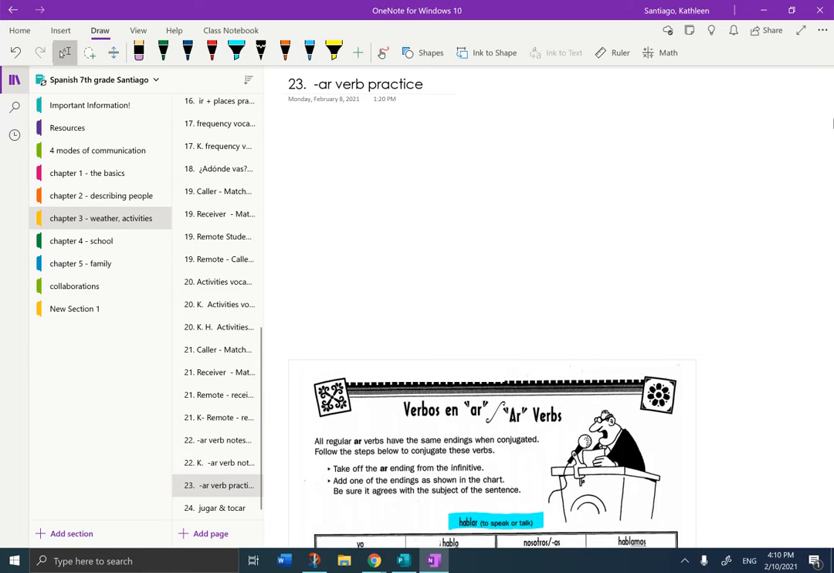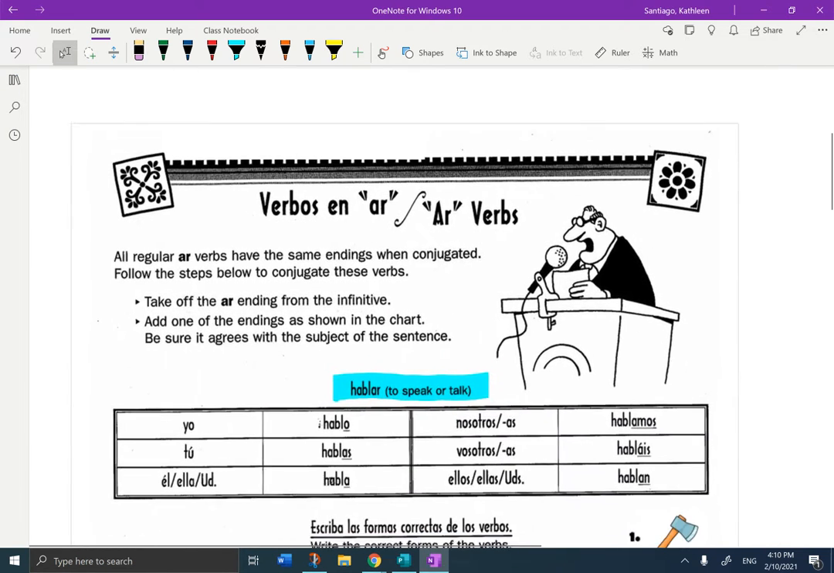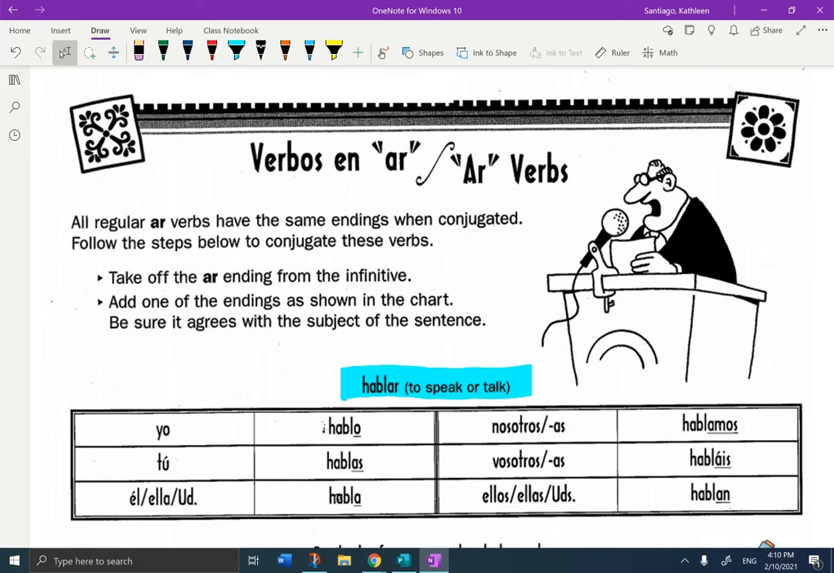I just wanted to do a quick video to help you get started with the homework, which is practice with AR verbs. So we're in chapter 3. This is page 23, AR verb practice. I'm going to make it big. It says all regular AR verbs have the same endings when conjugated. Follow the steps below to conjugate these verbs.